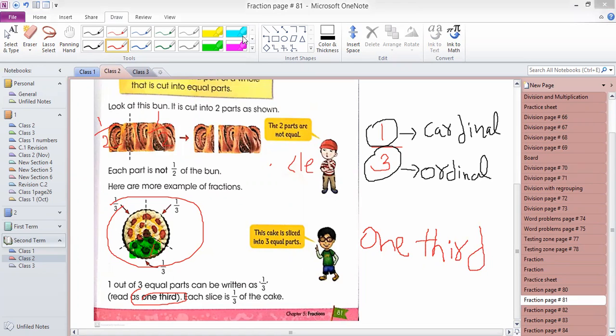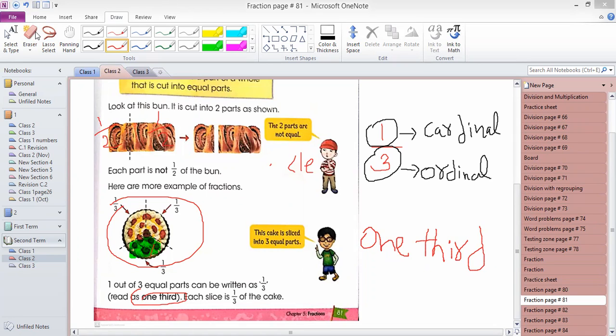Is it clear to you guys how to read it? Yes, sir. Yes, sir. Okay, very good. Just wait, guys. All right.